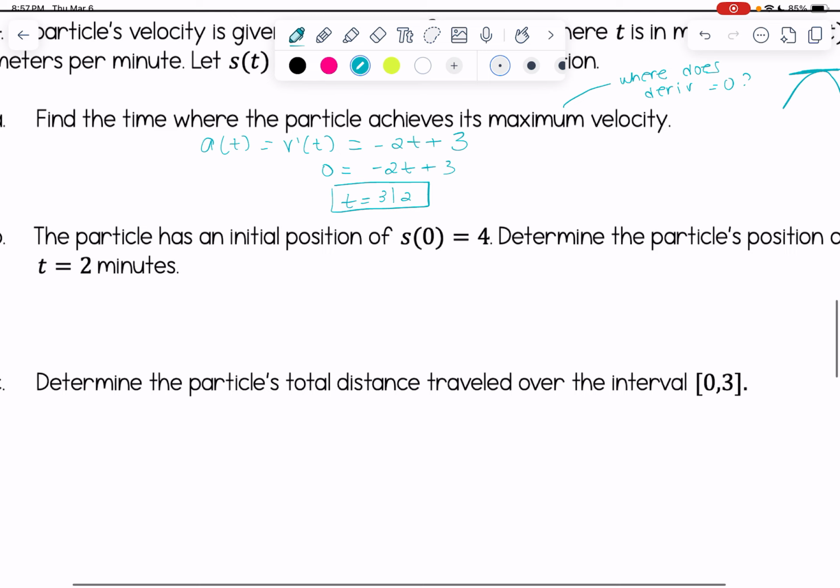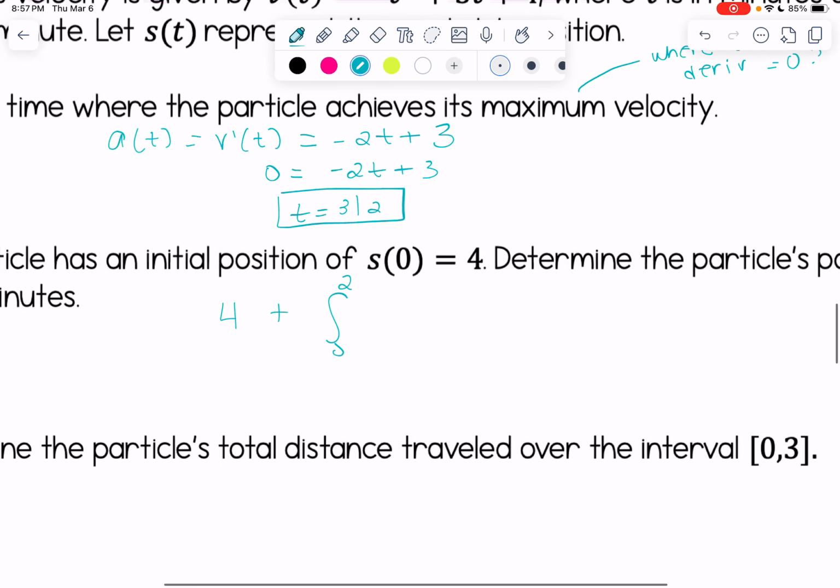All right, part B, the particle has an initial position of s of 0 equals 4. Determine the particle's position at t equals 2 minutes. All right, so we know our initial position is 4. We're going to set an integral from 0 to 2 of the velocity function. And now we are going to integrate and evaluate this.